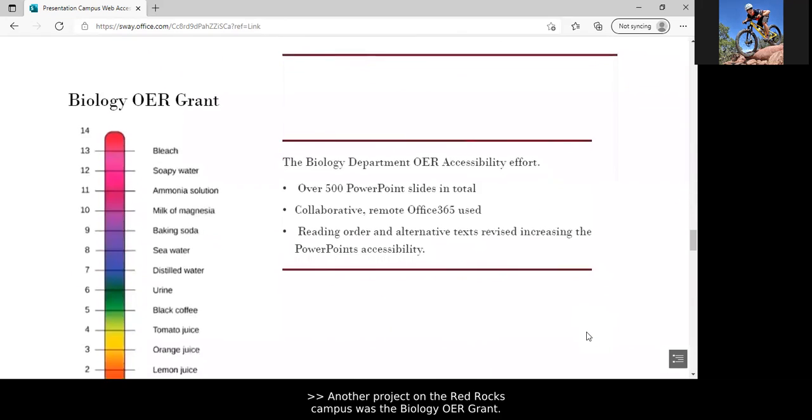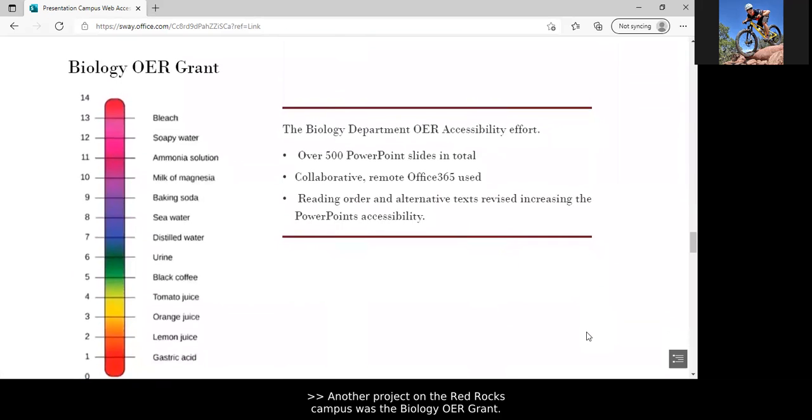Another project on the Red Rocks campus was the Biology OER Grant. The biology department received a grant and were converting their materials using the OER textbook. They created large amounts of PowerPoints with corresponding chapters. With the 6 PowerPoints, there were well over 500 slides in total.